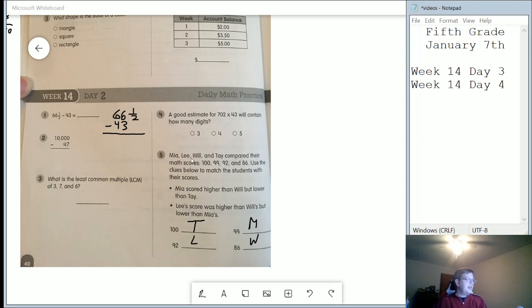So here we have our comparison. Mia scored higher than Will, but lower than Tay. And then Lee was also higher than Will, but lower than Mia. So our order for this, Tay had the highest score, followed by Mia, followed by Lee, followed by Will, was what we came up with for that.